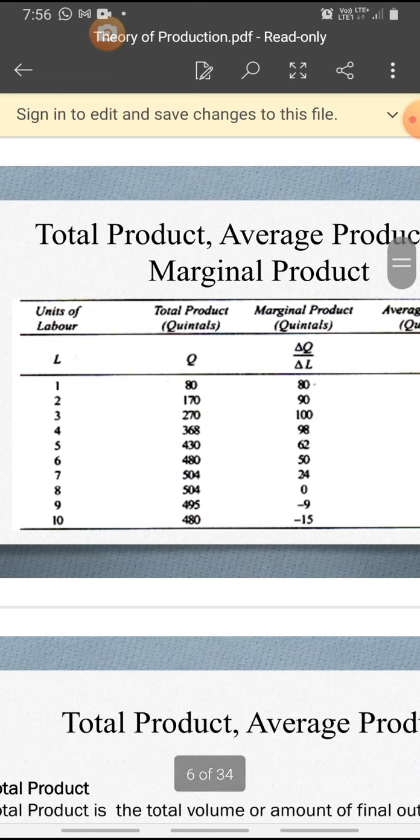So the quantity of output is given. How do we find the delta? We have to find out the difference between the total product and the previous total product.